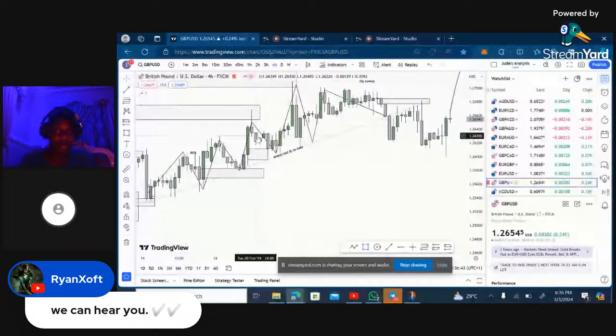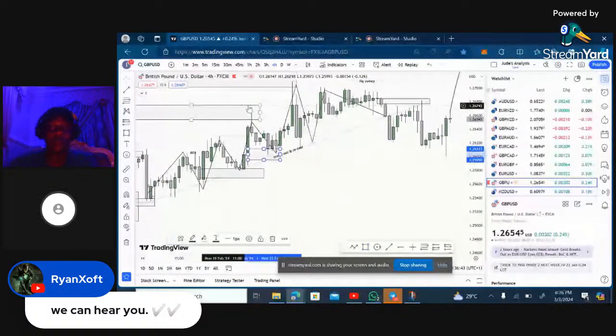Wait for the market to retrace down to this zone. Then if I see a valid confirmation, I'll enter for a buy. My next draw on liquidity is going to be the previous high again. So I take my profit and I continue riding till this is no longer valid, right?